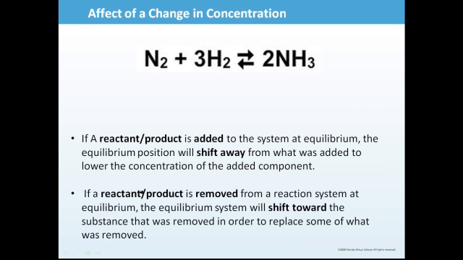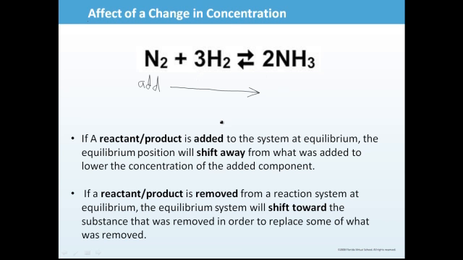Let's say we have this reaction. We have nitrogen plus hydrogen giving us ammonia. If a reactant or product is added to the system, then the equilibrium shifts away from where we just added it, to the lower concentration. In other words, if we add nitrogen, then we have more nitrogen that is going to be able to react with the hydrogen. So that is going to cause the equilibrium to shift to the right. Of course, if I added more ammonia, then it would shift the other direction. It would shift to the left.